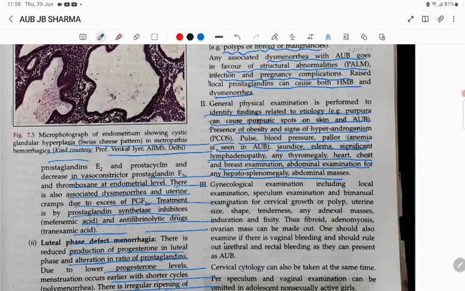Then after general physical examination, you go for a gynecological examination, including local examination, speculum examination, and bimanual examination: cervical growth, polyp, uterine size, shape, tenderness, any adnexal mass, induration, fixity. Fibroid, adenomyosis and ovarian mass can be made out. One should also examine to see whether it is vaginal bleeding, or rule out urethral or rectal bleeding, as they can present similarly.